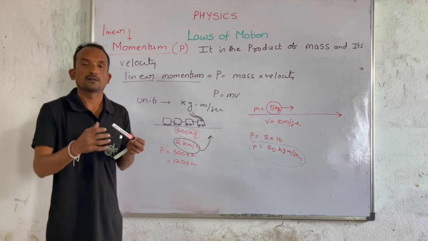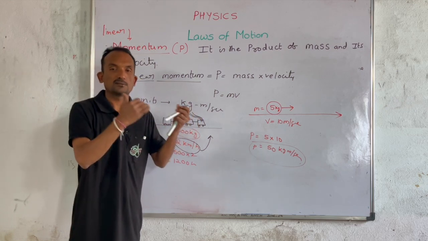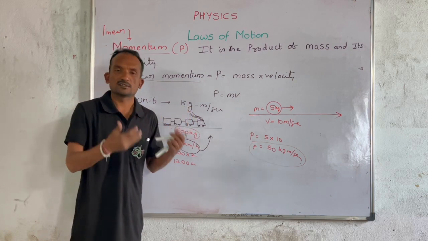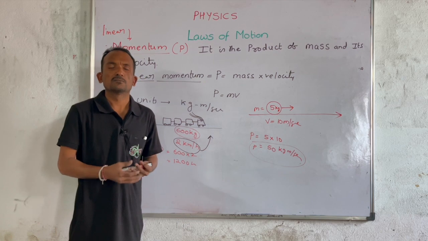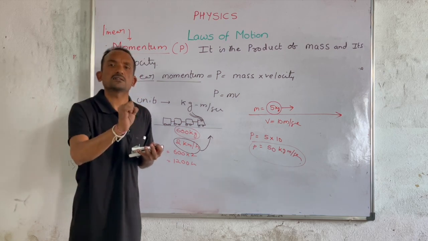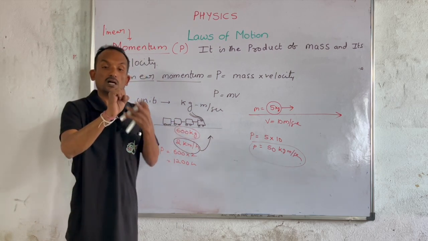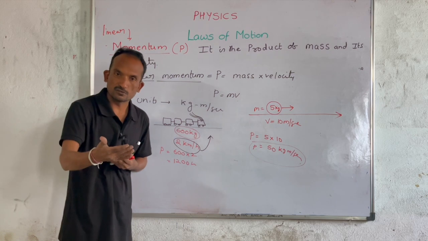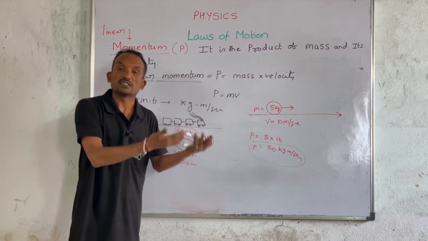Your daddy or your brother, whoever it may be, rides the bike. The bike is moving. When the momentum of the bike is increased, it does not increase the mass of the bike, but we only increase the velocity of the bike by the accelerator. When we press the accelerator, the velocity will be increased. How is the accelerator used? It is an external force. So when we apply an external force on the body, the velocity of the body will be increased, and the momentum also will be increased.